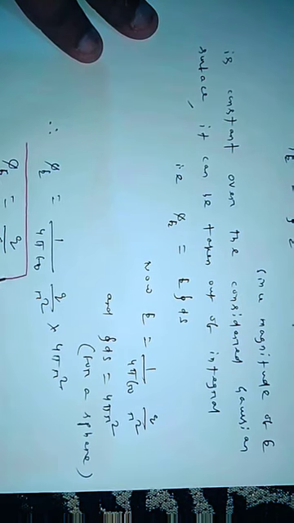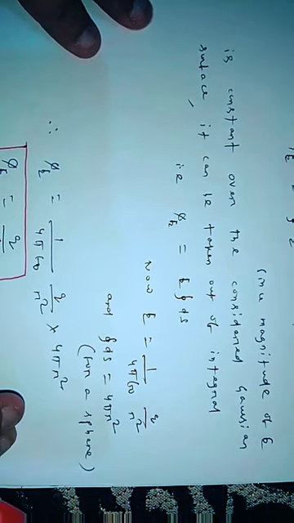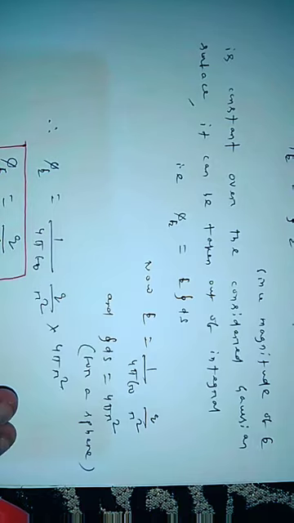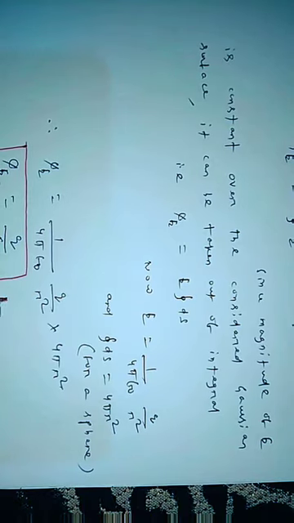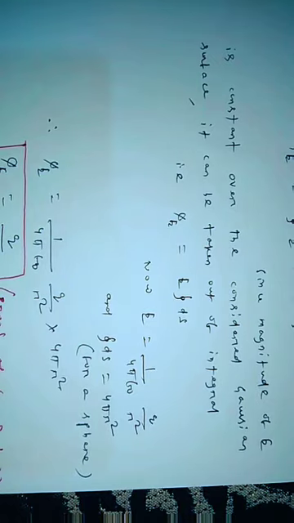So this is your Gauss law. Total electric flux linked with the closed surface is equal to 1 by epsilon 0 times the total charge enclosed within the surface. This is your proof of Gauss law.